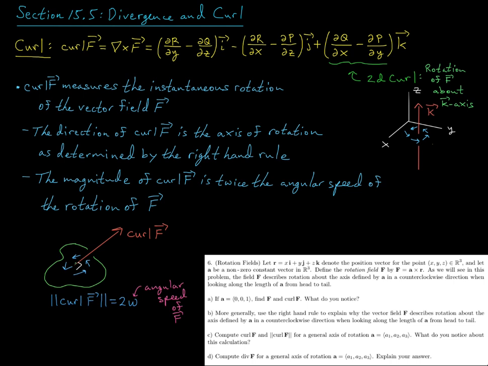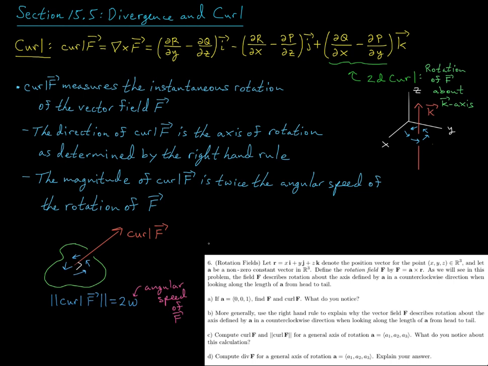Okay, but the curl here is determining the axis of rotation, and the magnitude of the curl vector turns out to be twice the angular speed of rotation of our vector field F. I'm not going to go into much detail as to why it is twice the angular speed as opposed to just the angular speed itself, but in question 6 we will see a calculation that at least helps reinforce why it should be twice.